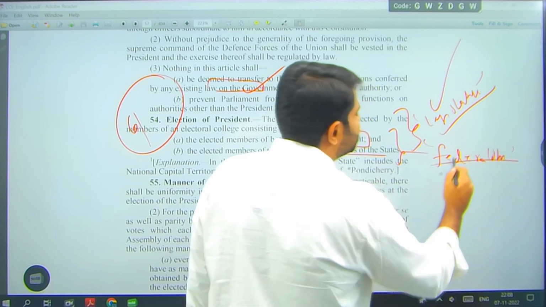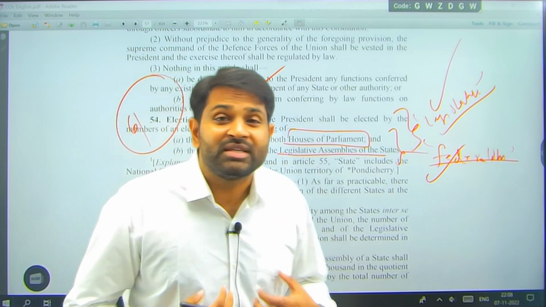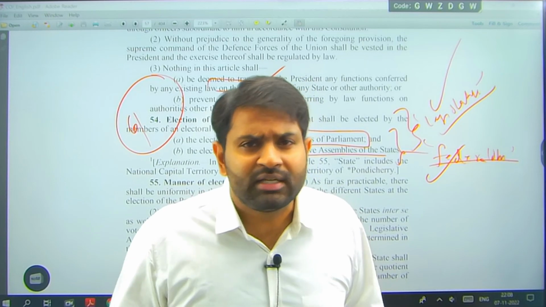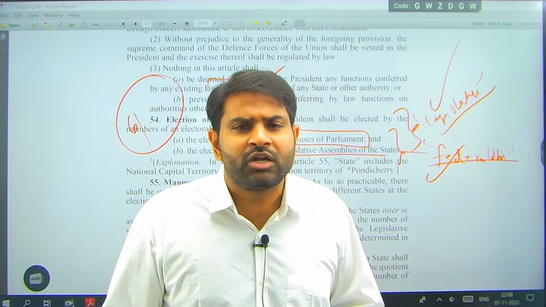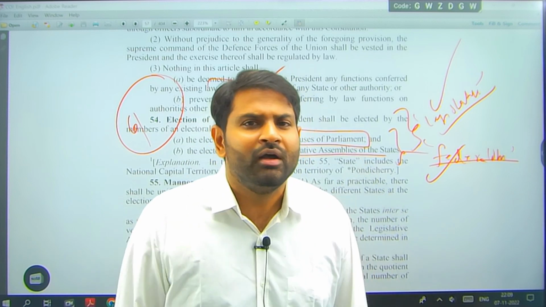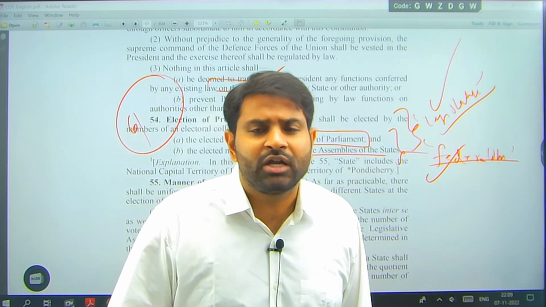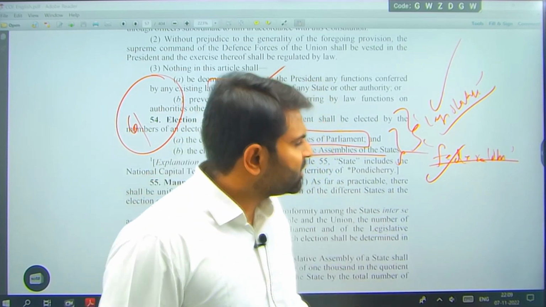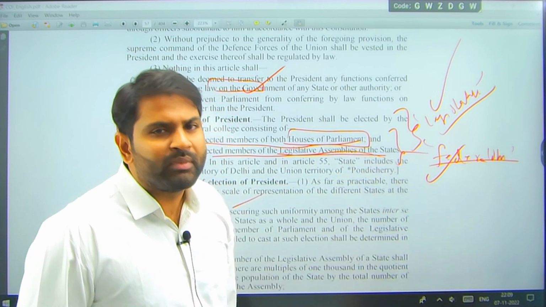In electing president, both the states and the center is participating, which means president is not the representative of the center. President is the representative of both states and center. This is what I want you to remember. President is the federal representative, he is not the union government representative. Governor is only central representative. Governor is central representative, but president is the representative of both states and center. Understood? Because he is elected by the members of parliament and elected by the members of legislative assembly.